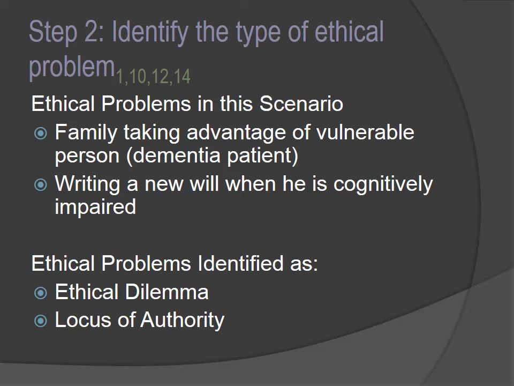Older people, like everyone else, need to be aware of the risk of financial abuse. Close family and friends can abuse their relationship of trust to access older people's finances or pressure them into giving away money. Scammers and fraudsters use sophisticated methods to trick people out of their money. The 2 ethical breaches that are seen in this video are family taking advantage of a vulnerable person, which is the elderly man, and writing a new will when he is cognitively impaired. This can be seen as the family have been taking advantage of the elderly man while he is not cognitively capable.